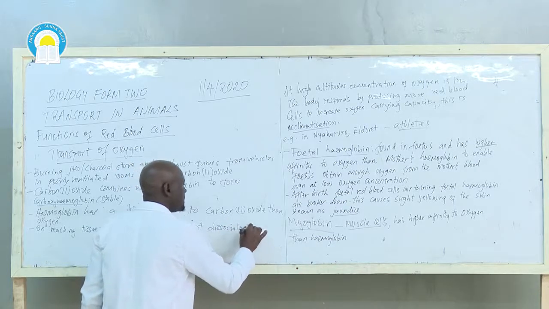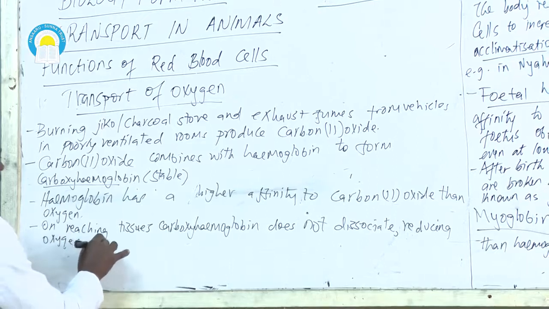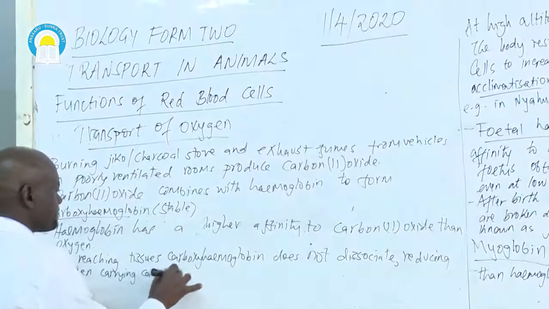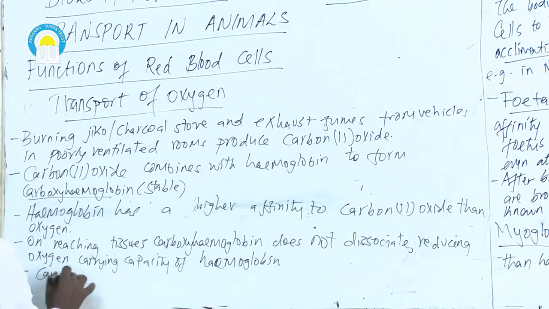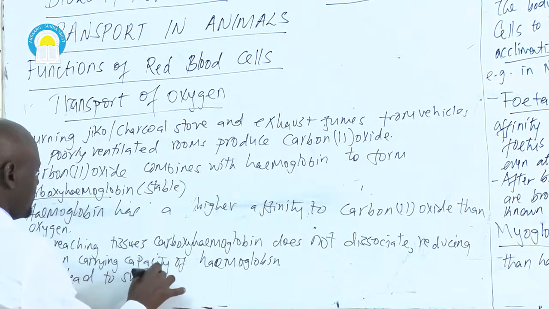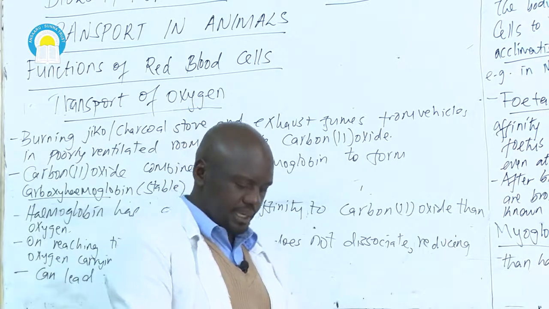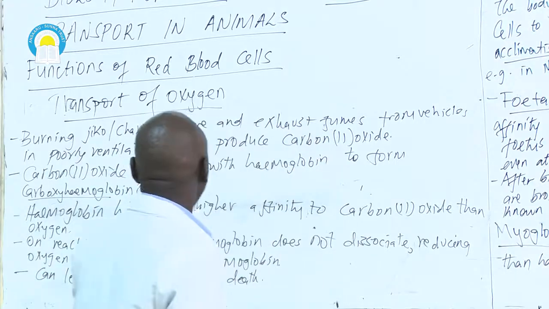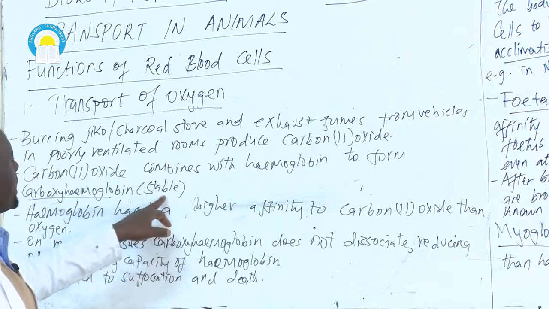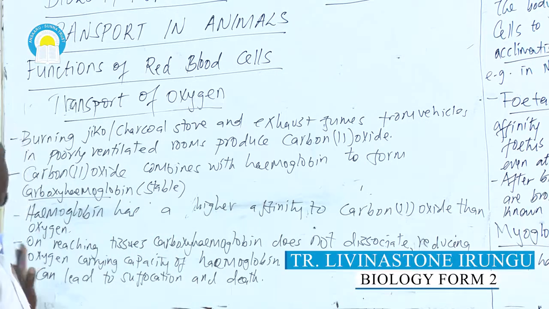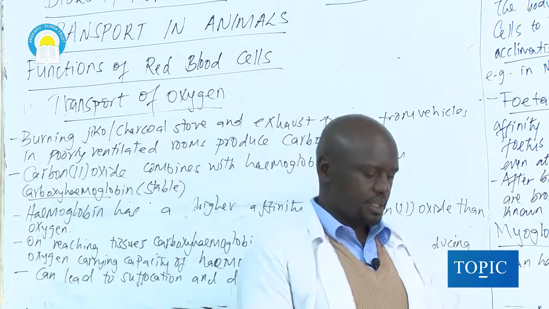Does not dissociate. So this reduces oxygen carrying capacity of hemoglobin, which we have said can lead to suffocation and sometimes death if the person is not removed and taken to an area where there is enough oxygen. And we have said we are reducing oxygen carrying capacity because carboxyhemoglobin is more stable than oxyhemoglobin. That means that carboxyhemoglobin will not be broken down. So we are going to reduce the hemoglobin that is available to supply oxygen to the tissues.